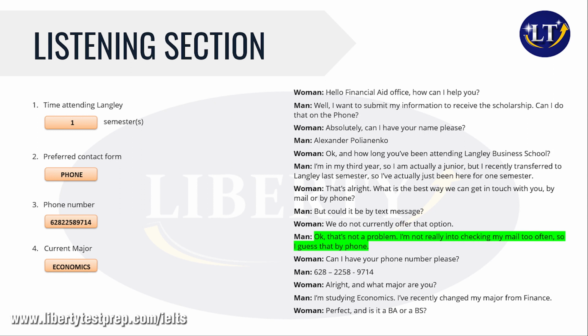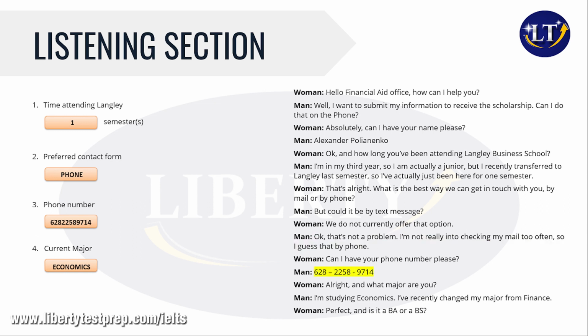Okay, phone. Two lines before that, he says, but could it be by text message? And the admissions office worker tells him that they don't have that option, right? Some people might get fooled and think that text message is the option, but actually that option is not available. So we cannot have that as an option. And at the end he says, okay, that's not a problem. I'm not really into checking my mail too often, so I guess by phone. So basically he's saying by phone is okay. So again, we have to listen carefully so we don't fall into traps.